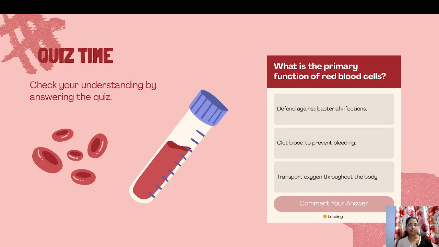Now here is a quiz for you all to check your understanding. The question is, what is the primary function of red blood cell? The options are: to defend against bacterial infection, to clot blood, to prevent bleeding, or to transport oxygen throughout the body. You can comment your answer in the comment box.